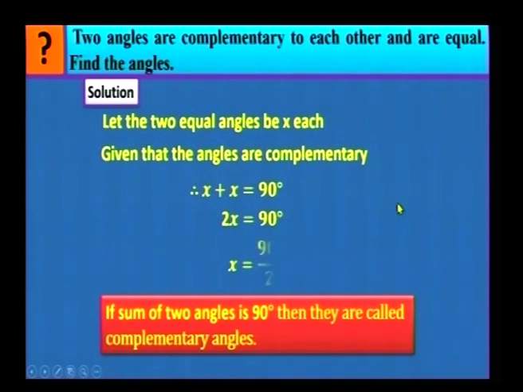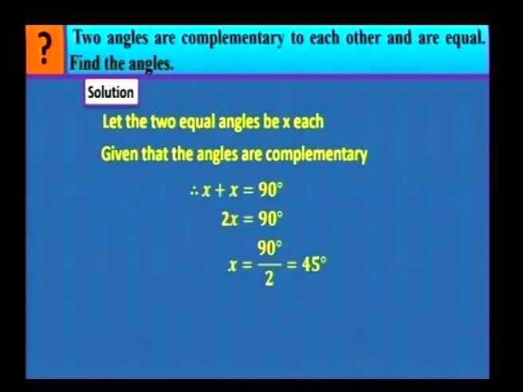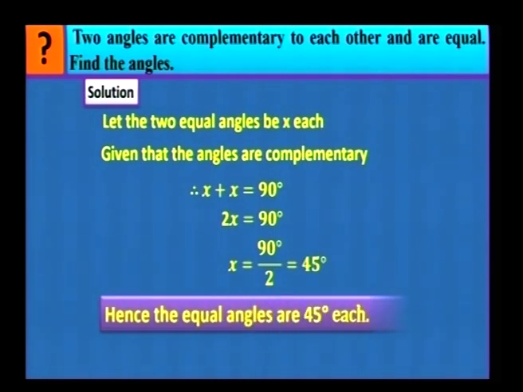So what is x equal to then? Yes, 90 degrees by 2. On cancellation with 2, we get 45 degrees. So children, what are the complementary angles then? Yes, the two equal angles are 45 degrees each.